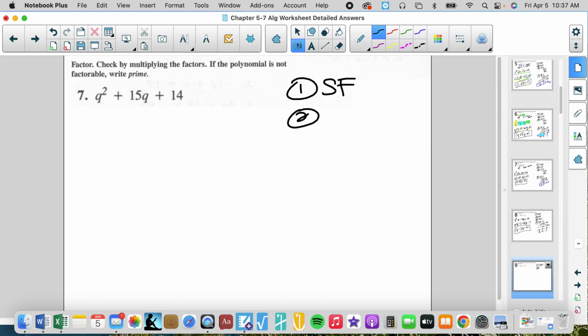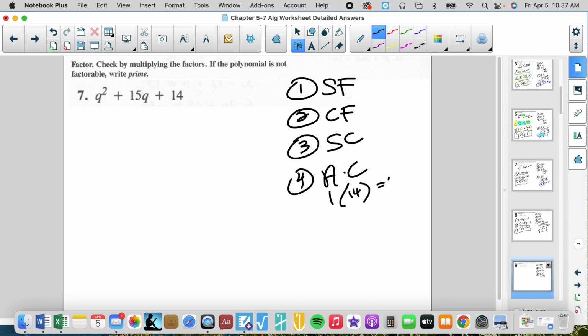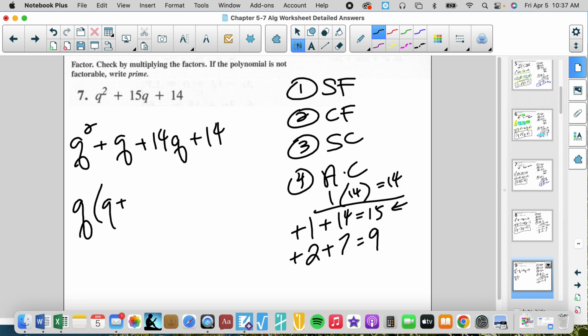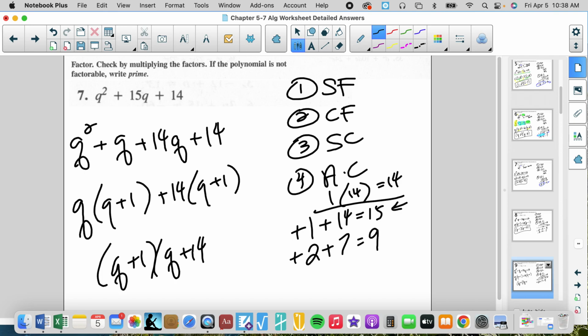Standard form, yes. Common factor, no. Special case, no. A times C, 1 times 14 is 14. 1 and 14, 2 and 7, and that's it. Signs are the same. Both are positive this time. 15, 9. 15's my middle, so I get q squared plus q plus 14q plus 14. We're going to factor out a q. We get q plus 1. We're going to factor out a 14. We get q plus 1. So our answer is going to be q plus 1, q plus 14.